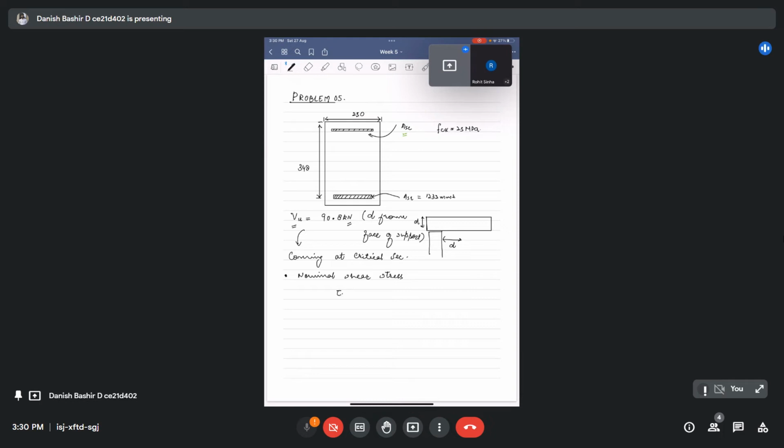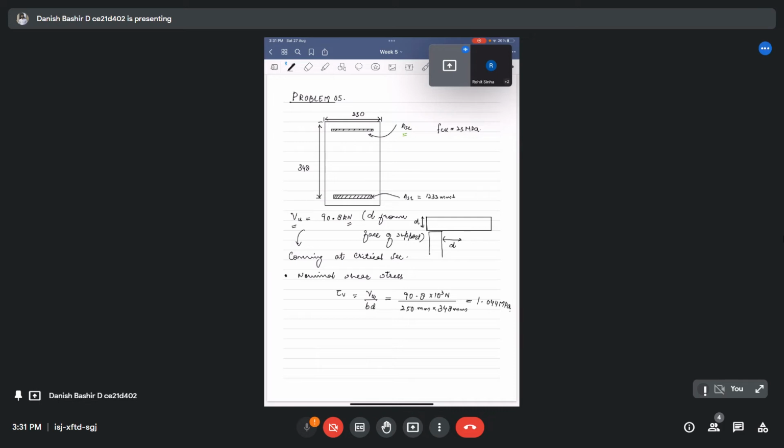That is tau v is equal to Vu by bd. I already told you nominal shear stress for a beam of constant depth will be Vu by bd. We have Vu as 90.8 into 10 power 3 Newton, b as 250 mm, and depth d as 348 mm. Newton divided by mm square is equal to megapascal. If we calculate this one, we will get 1.044 megapascal.